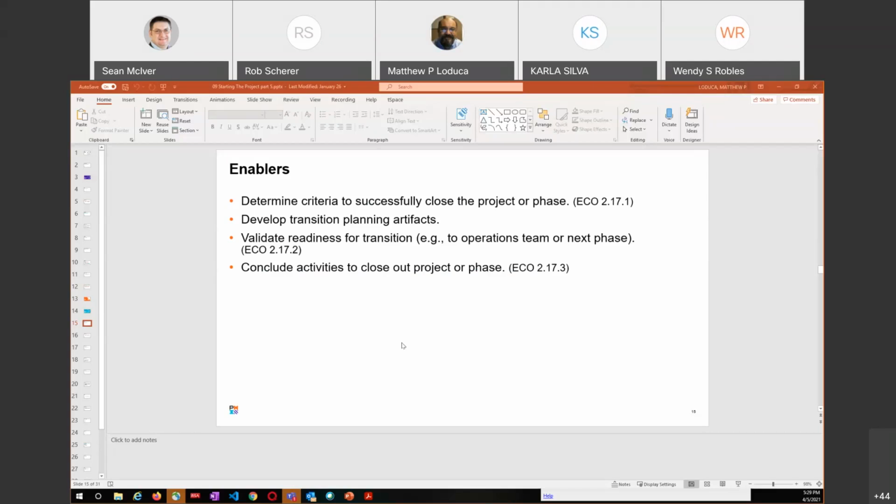Validate readiness for transition. Operation team, if we're at the end of the project, we're delivering the completed project, or the next phase. Again, making sure that everybody's ready for us. I mean, if we finish the solution and there's no team ready to start building, then it's not there. Or if we built the product for, say, a call center software, but they don't have the call center set up yet, and they don't have the people to talk about it when we're done, they're not ready for transition. So we have to make sure that everybody's on the same page and they're ready when we're ready to transition this. Conclude activities to close out the project or the phase, and there's all kinds of activities that we'll be doing, and we'll talk about those as we move along.